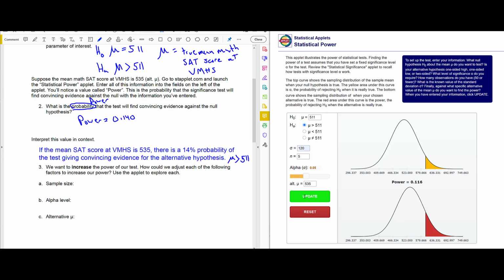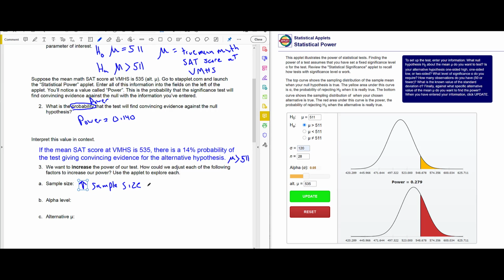If we go to 5, oh, that lowered the power. So let's say we go up to 20. Let's say we had 20 people, that jumped it up to 0.279. So 27.9%. So increasing our sample size definitely increased our power. So, increasing sample size.